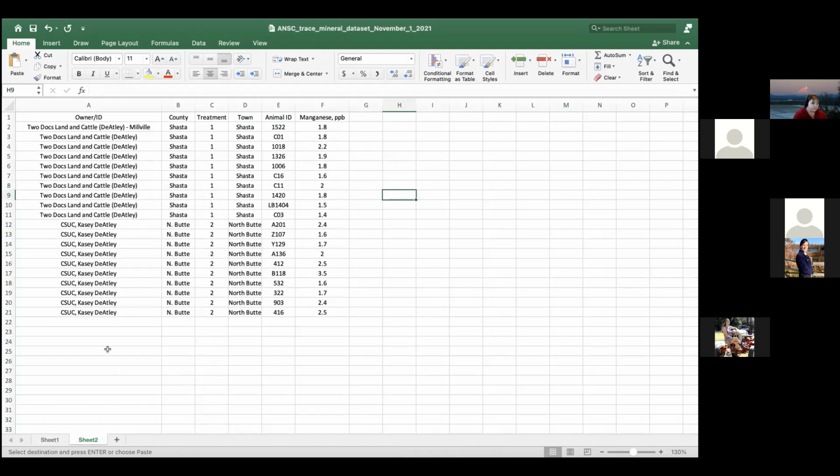All right, so with the data analysis aspect of this, we're going to go ahead and create our 2 new columns, Shasta and North Butte. And then I'm going to copy and paste that data into those columns.